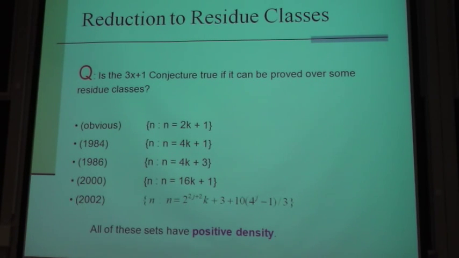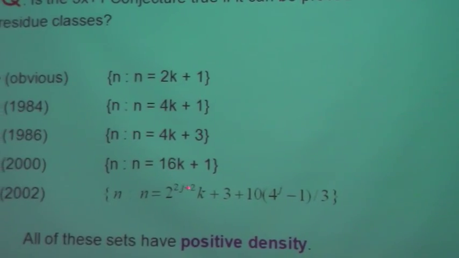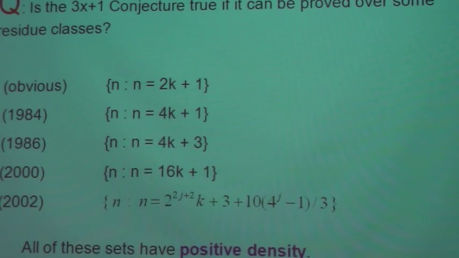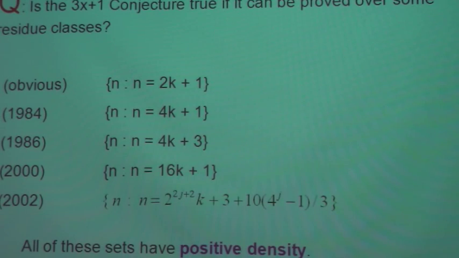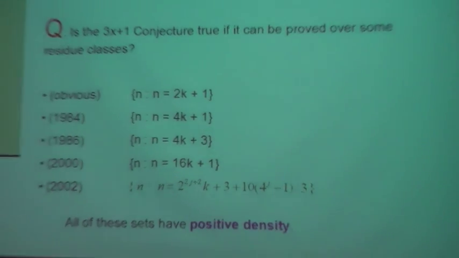Okay, some people have tried looking at the problem by reducing it to different residue classes. So if I can prove the conjecture starting with numbers in certain residue classes, would that be sufficient to prove it for all starting numbers? Obviously, if I prove it for all odd numbers, I will be done. If you do it for 4k plus 1, numbers congruent to 1 mod 4, you'd be done. 4k plus 3, this guy. And for any j, you can prove this guy. And since I can make this j as large as I want, I can get the density to be as small as I like, but still all of these have positive density.